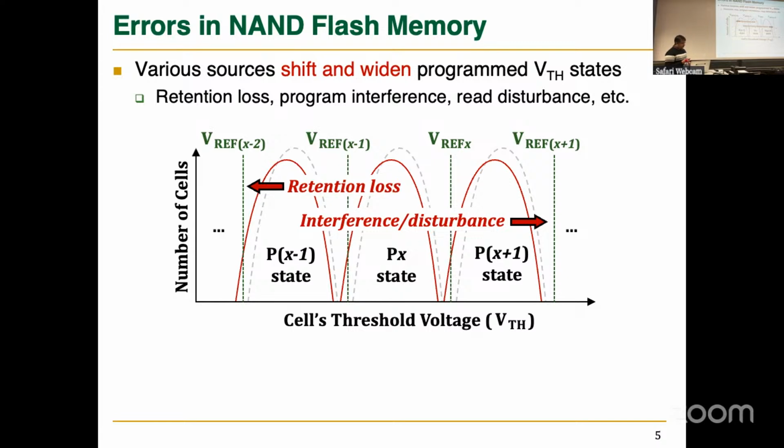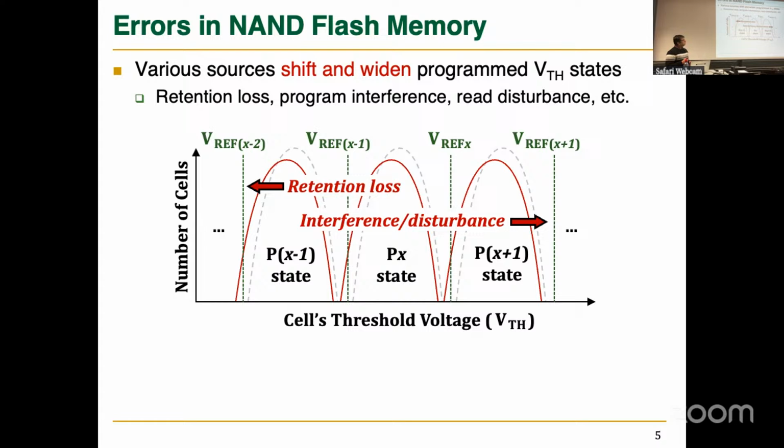So here, what we show is the number of programmed states in a page. The y-axis shows the number of cells, and the x-axis shows the cell's threshold voltage. In an MLC NAND flash memory where each cell stores 2 bits, you find 4 states, an erased state which is not shown here, but you have 3 programmed states, and you use 3 read reference voltages to identify the MSB and the LSB pages.